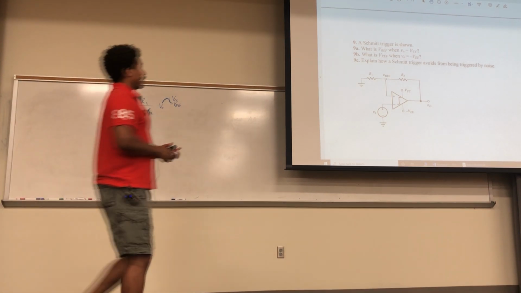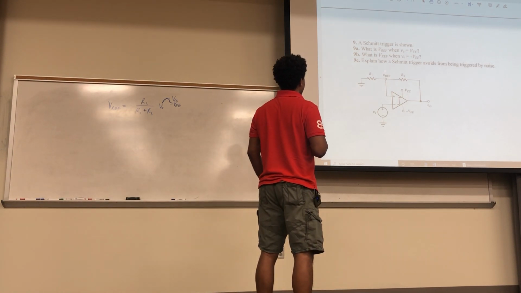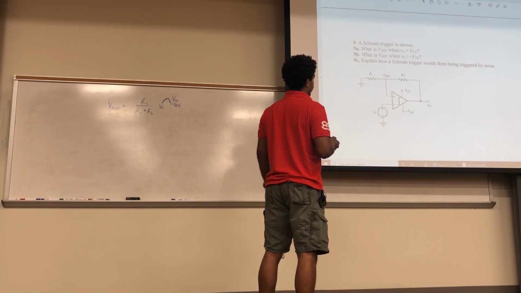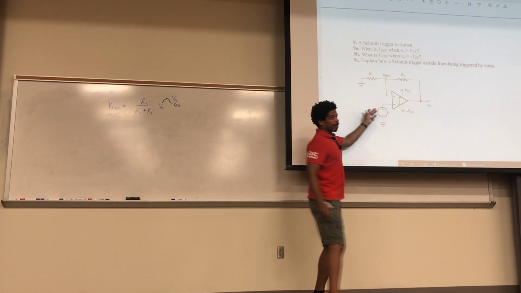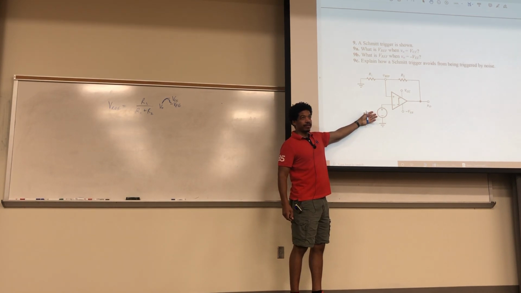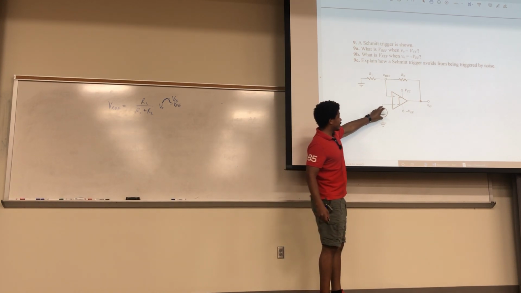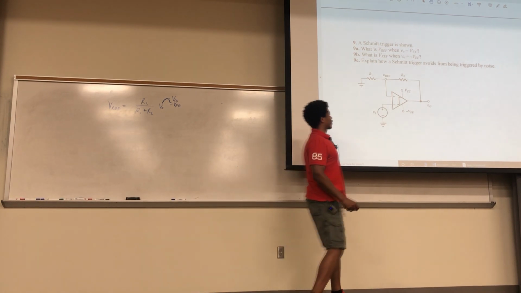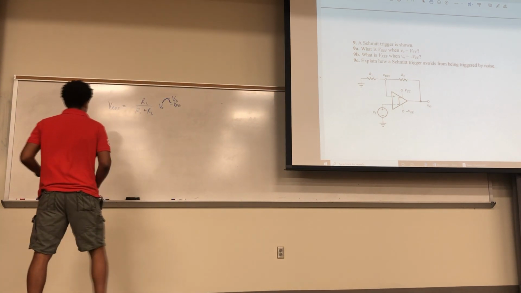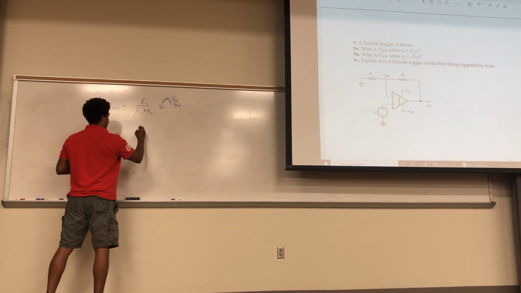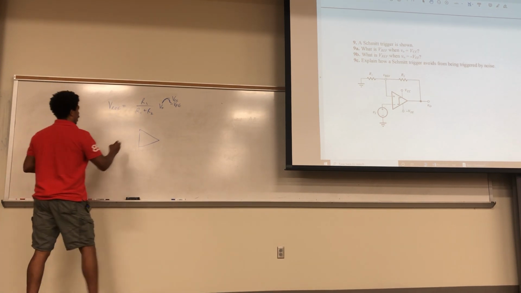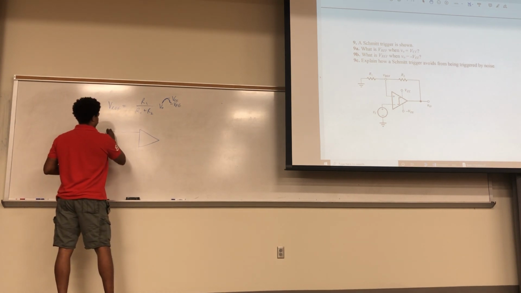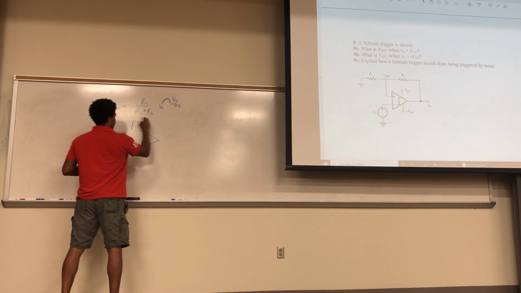Okay. And so the other question is, explain how a Schmitt trigger avoids being triggered by noise. So, first of all, can this be triggered by noise the way this is right now? Yeah, sure can. If there's a little bit of noise here, that's going to really change that reference. So what you have to do is sort of shift it, right? By doing this.